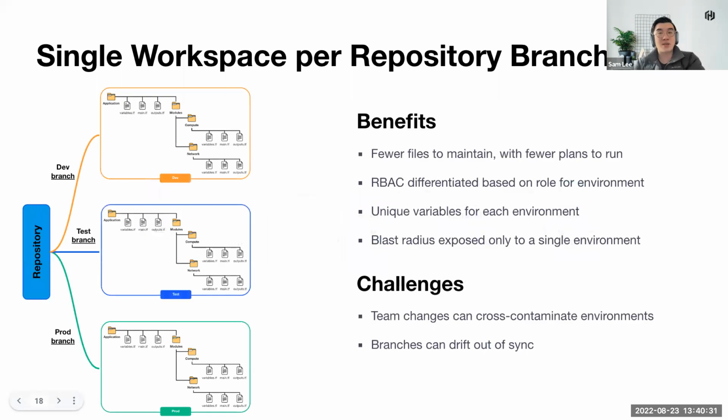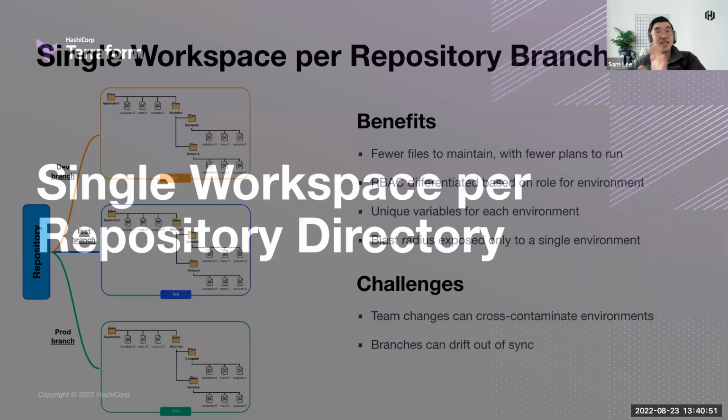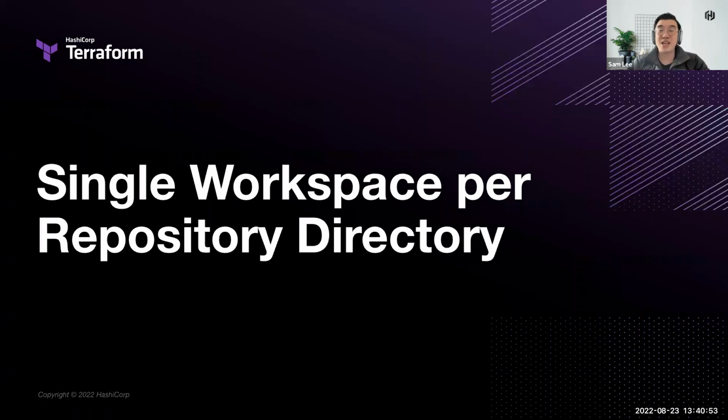Now, the upside to this approach is that we have fewer files to manage, right? Fewer plans that need to occur. And you can also have better access control for your Terraform Cloud workspaces. The downside, however, to keep in mind, is because we're working uniquely in each stage, there's going to be potential for your branch to drift out of sync. So it's just something to keep in mind. Now, this leads me to the second approach, single workspace per repository directory.